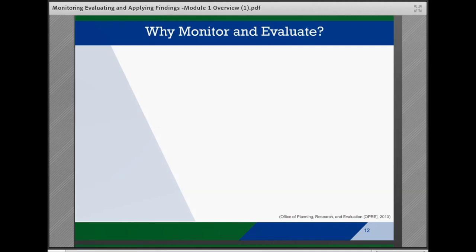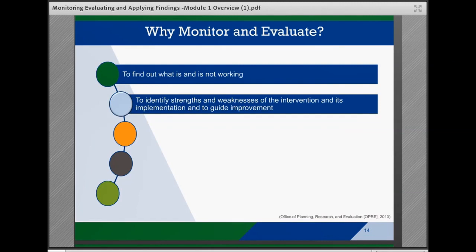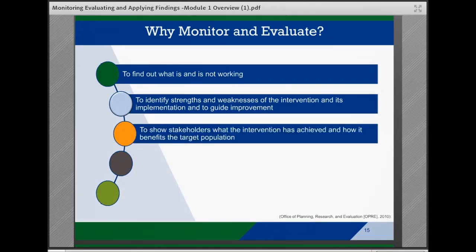Why should teams invest in monitoring and evaluating their interventions? To find out what is and is not working, what contexts are supporting effectiveness, and also what barriers may be preventing success. To identify strengths and weaknesses of the intervention and the process of implementation to help guide improvements. To help show stakeholder groups, including system partners, staff, and youth or families, what the intervention has achieved and how it benefits the target population.